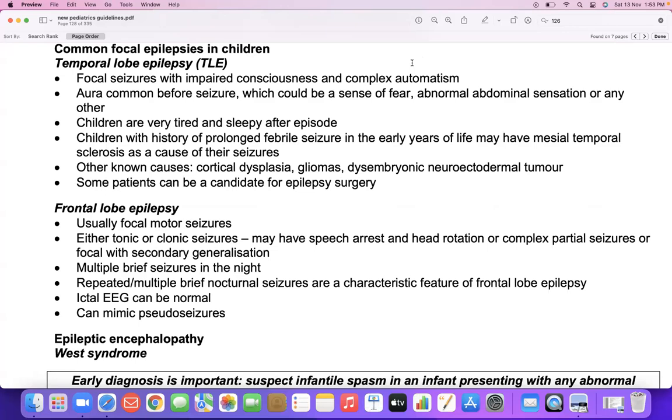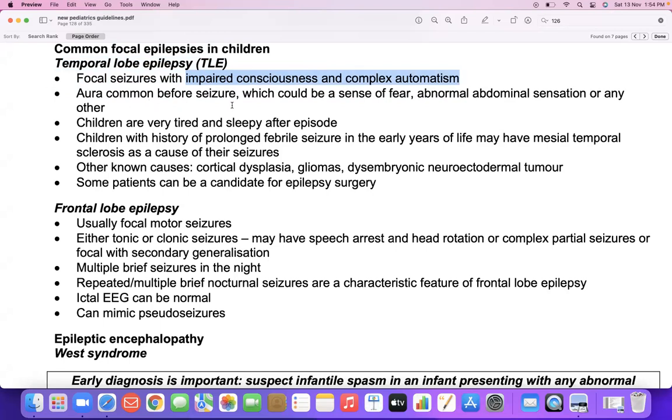Okay. So now what we saw, I think mostly it is going with a focal epilepsy, that is temporal lobe epilepsy. Why? Here we will see focal seizures with impaired consciousness. Yes, there was some impaired consciousness, and complex automatism.